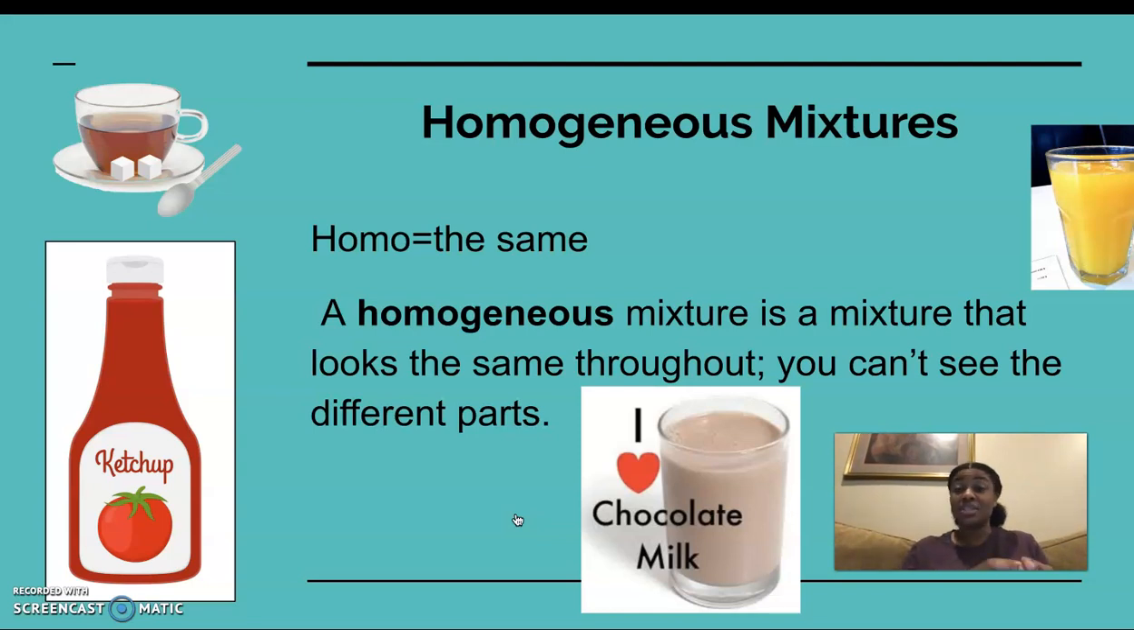I know there's different parts in there and you can pull those parts out, but I can't see them. It looks the same. So that is a homogeneous mixture. It's all about what I see.